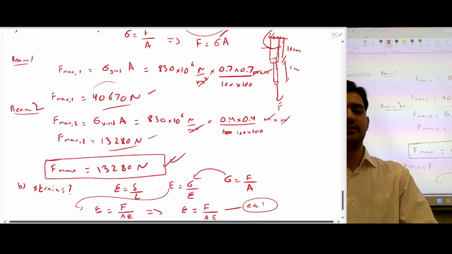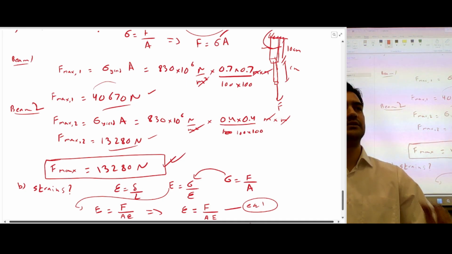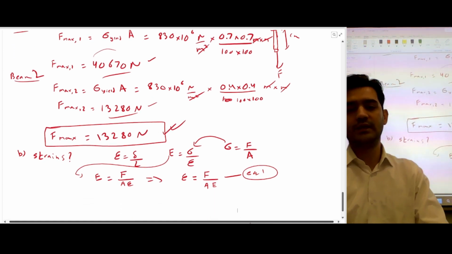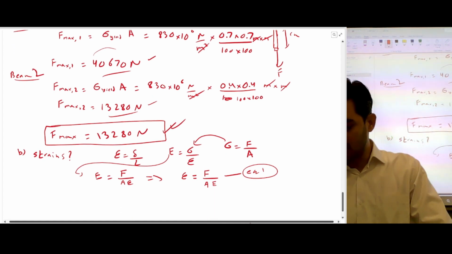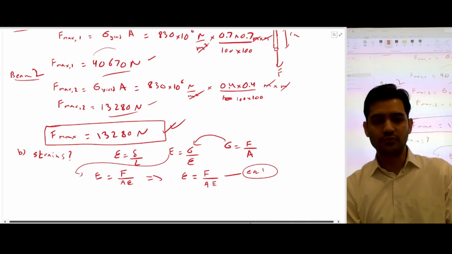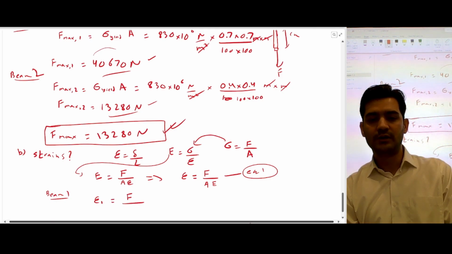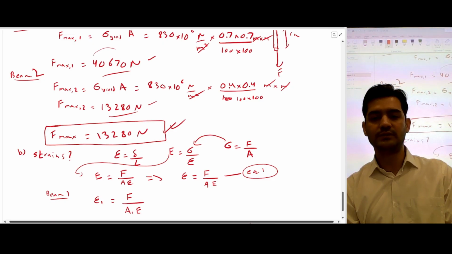I could not use the first equation because I don't know the elongation. So I use the modulus of elasticity equation instead, which is stress over strain. And stress we know is force per unit area, so instead of stress, I've replaced it with force per unit area. So that's the formula for strain. But we have to calculate strains for both beams, beam 1 and beam 2. So let's talk about beam 1 first. Strain for beam 1 would be equal to force divided by area into modulus of elasticity.